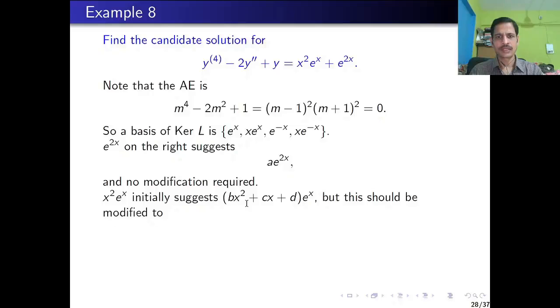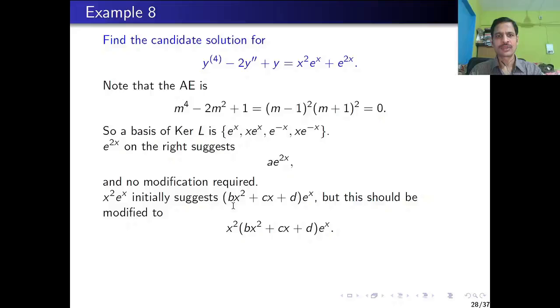Now does this need to be modified? For that we have to check whether 1 is a root of the auxiliary equation. Yes, 1 is a root of the auxiliary equation with multiplicity 2. So we have to multiply this by x raised to mu1. mu1 is 2, the multiplicity is 2, so you have to multiply this with x squared.